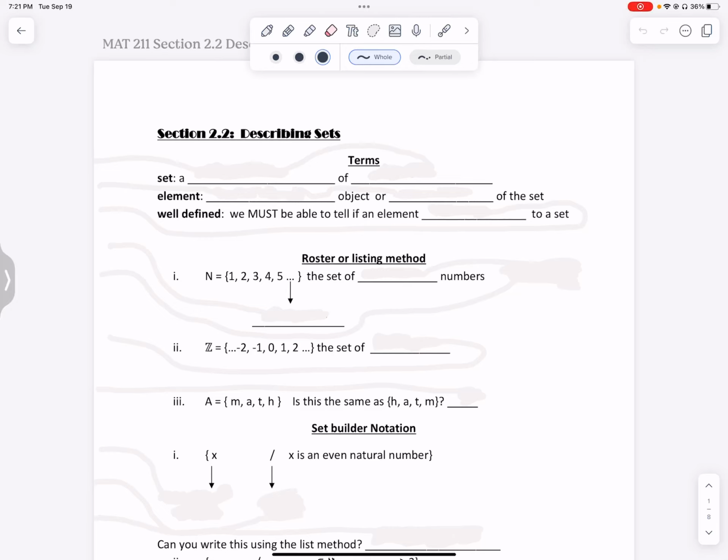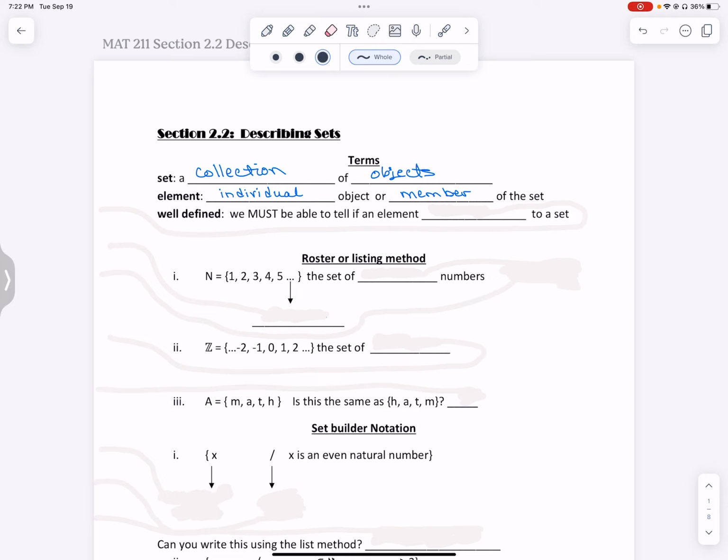So in this section of chapter 2, we're going to be talking about specific sets. So we need to define what a set is. A set is just a bunch of stuff, or a collection of objects. And an element is just an individual object that's in that set, an individual member of that set.